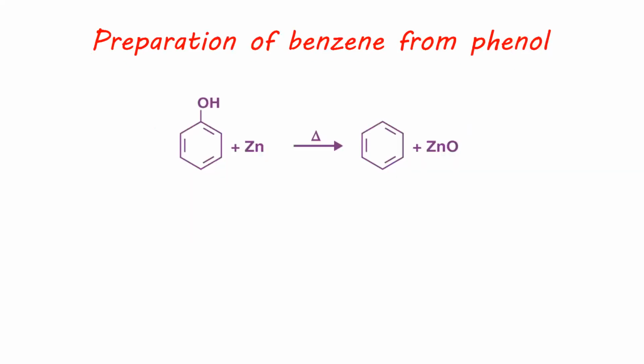Next, from phenol undergoing a reduction reaction in the presence of zinc dust, we obtain benzene. This is the reduction of phenol, which produces benzene, with zinc oxide as the byproduct.